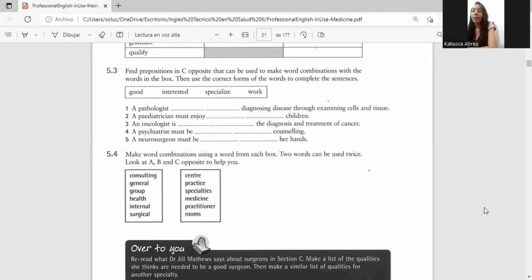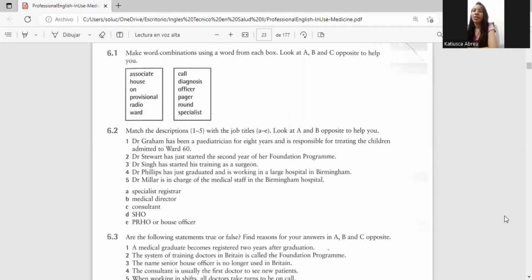Exercise 4. Make word combinations using a word from each box. Two words can be used twice. Consulting, rooms, general practitioner, groups, practice. Unit 6. Medical practitioner 2.